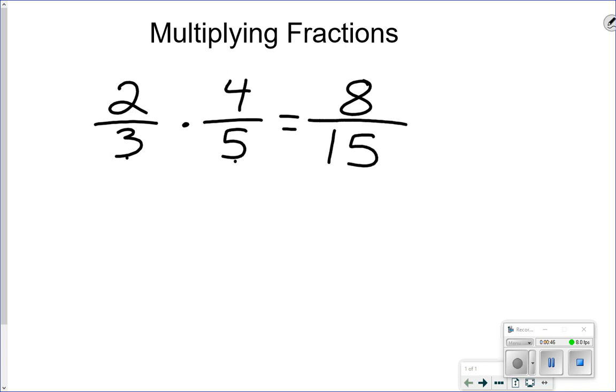And then you check to see if you can simplify. 8 over 15 cannot be simplified. So that's it. That's our answer.